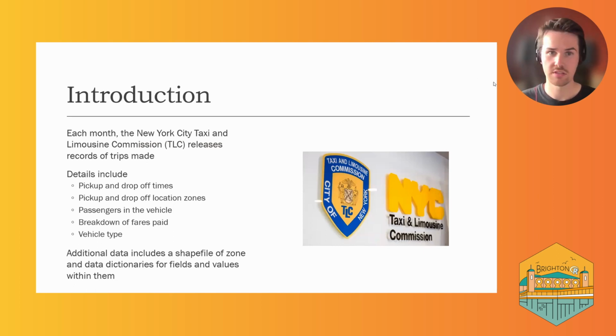So to introduce the data, each month, the New York City Taxi and Limousine Commission releases records of trips made. The details of these trips include when the passengers got picked up, when they got dropped off, where they got picked up and where they got dropped off, and other details like how many passengers are in the vehicle. They also release some metadata about the zones within New York.